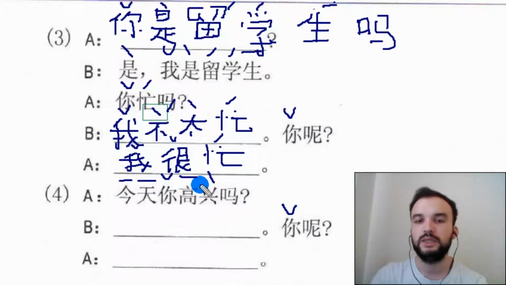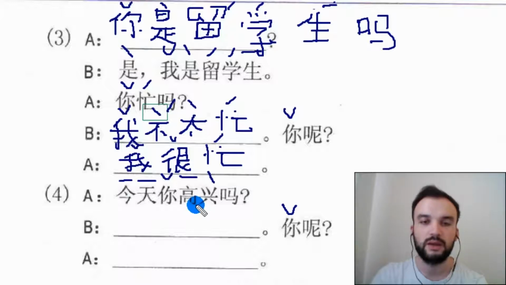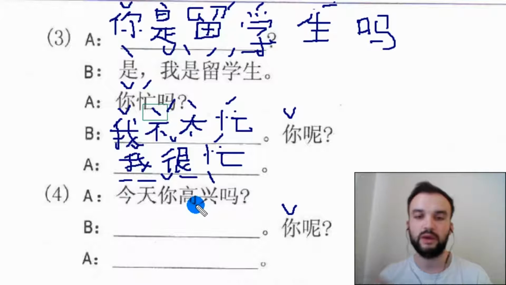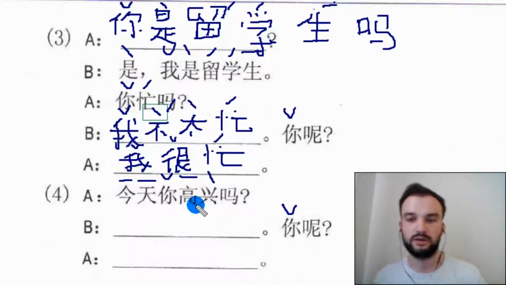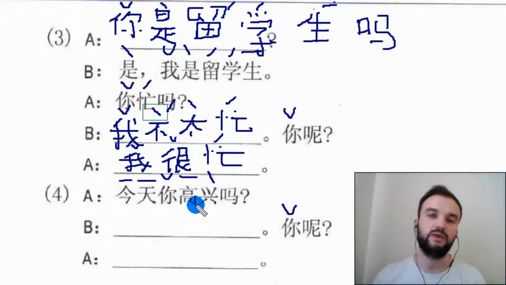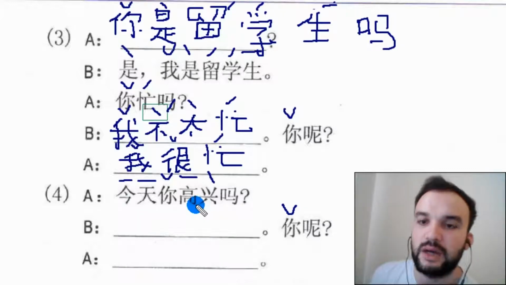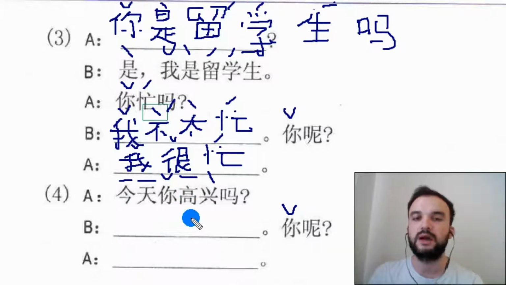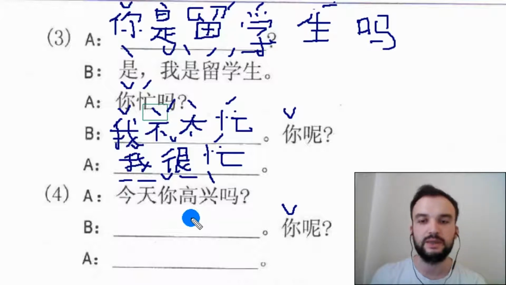Here, 今天你高兴吗? 高兴 here means pleased, glad. Are you glad today? Or you can translate it as happy, but it's not the cheerful meaning. For example, you heard news and you are so happy you can't stay still, and you want to laugh and smile. It's not like this. We will use 快乐 and 开心 for that. This 高兴 means pleased, glad. Are you glad today?